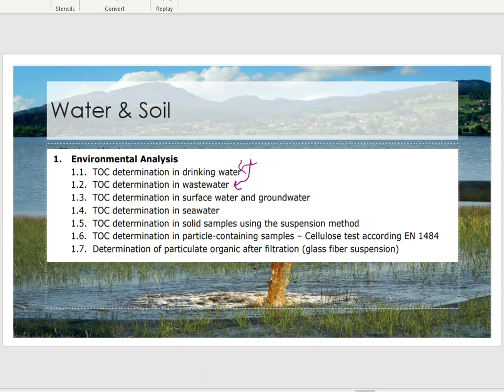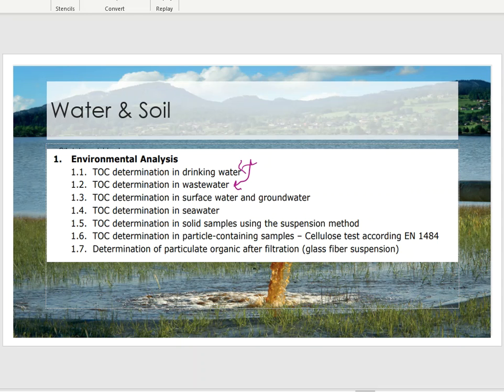Okay. TOC determination in surface water and groundwater. We can also detect it in seawater. Determination in solid samples like soil using a suspension method. So it doesn't have to be a liquid, but eventually it does get turned into a liquid before it gets run onto the machine. 1.6, determination of particles containing sample like cellulose test. And then 1.7, determination of particulate organic after filtration. So this is maybe helping prove that something like a glass fiber filter is working for you, or a filtration process is actually removing what it's supposed to be removing.